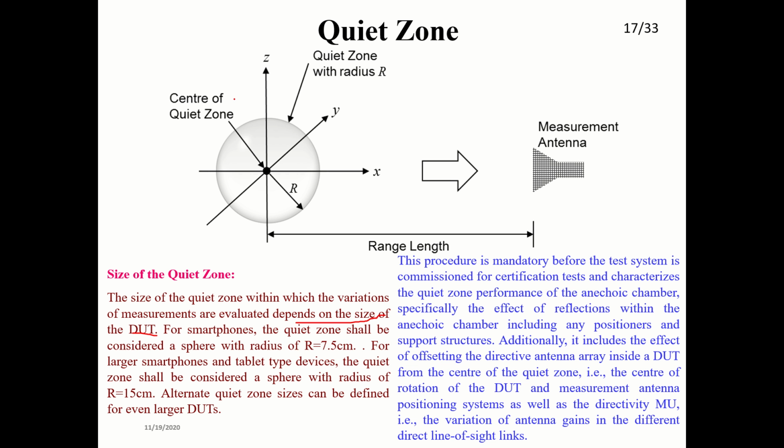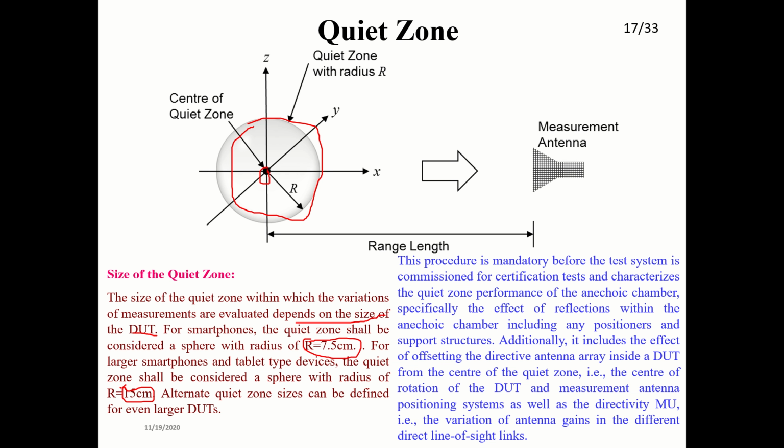Okay, for example, you have to keep your device at the center of the quiet zone or somewhere else. Then you have to ensure that within this radius there should not be any obstacles, and nothing should radiate. In general, the positioner will also have an impact, so they will cover the positioner with anechoic absorbers, so that it will not cause any problem to the DUT. For example, a sphere of radius 7.5 centimeter, and for tablet type devices, because they are huge, 15 centimeter.